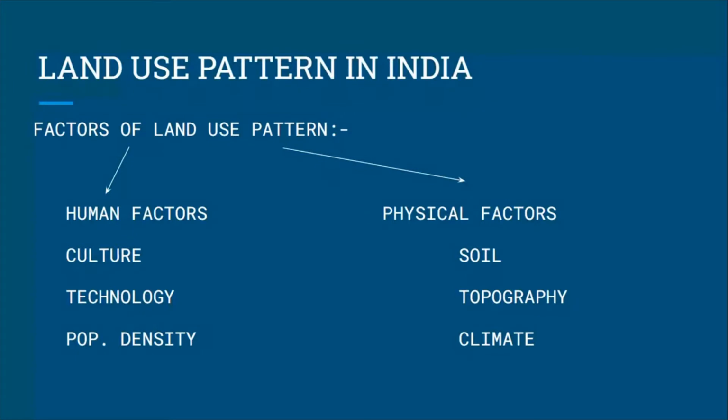There are two factors of land use pattern: human factors and physical factors. Human factors like culture, technology, population density. Physical factors like soil, topography, climate.